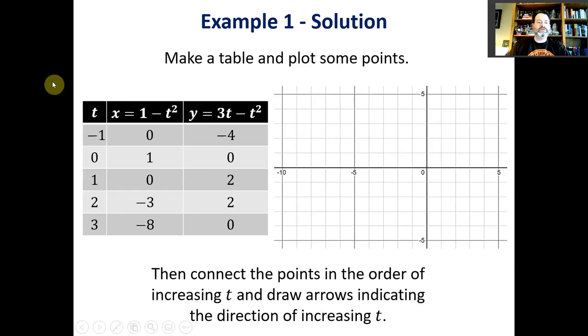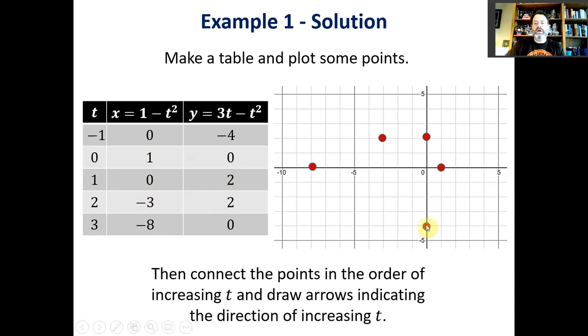All right, so the way we do this is you just make a table with t, x, and y, and you just plug the numbers in, right? So if I plug -1 in here, I get 1 minus (-1) squared, which is 0. 3 times -1 is -3, minus (-1) squared is -4, and just plot that point on a graph. Plug in 0, you get 1 and 0. And just plug in the rest of the numbers and go one at a time plotting the points as it goes around.